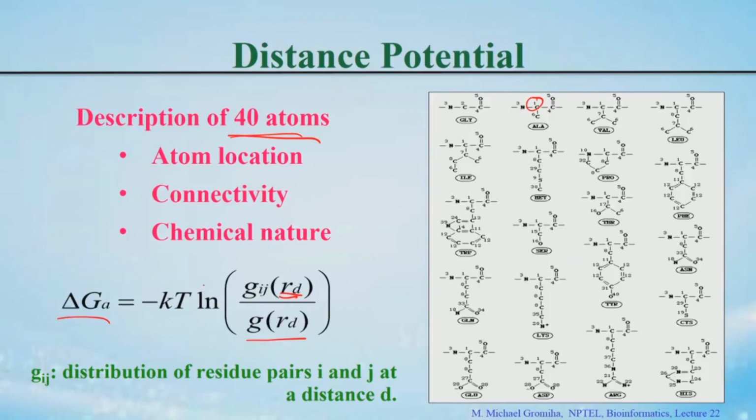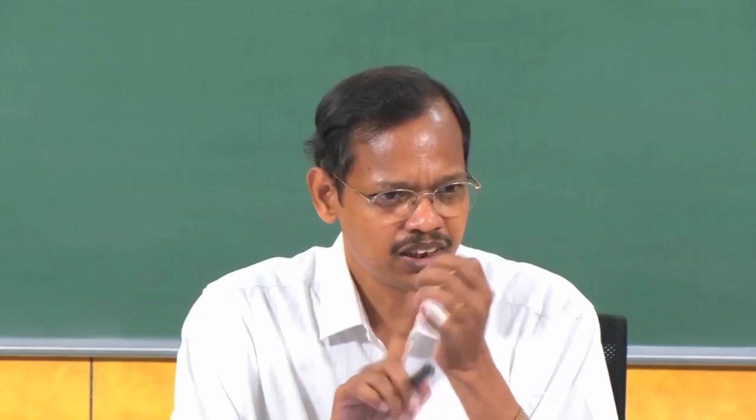This will give you the distribution of residue pairs i and j at any distance d, right. We can optimize the distance, right, by using different distances. Finally, how this will relate with the experimental data, we can optimize the distance, fine. So, when you get the torsion, the distance potential is done.